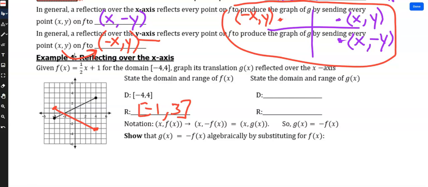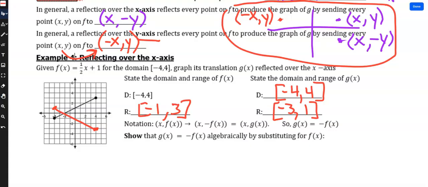Okay, now we can talk about domain and range. Well, domain stayed the same. Range now goes from -3 to +1. Oh, look what happened there. They flipped and changed signs. Interesting. Very interesting.